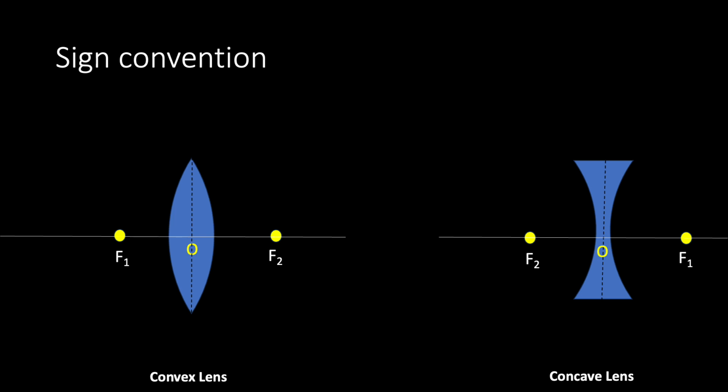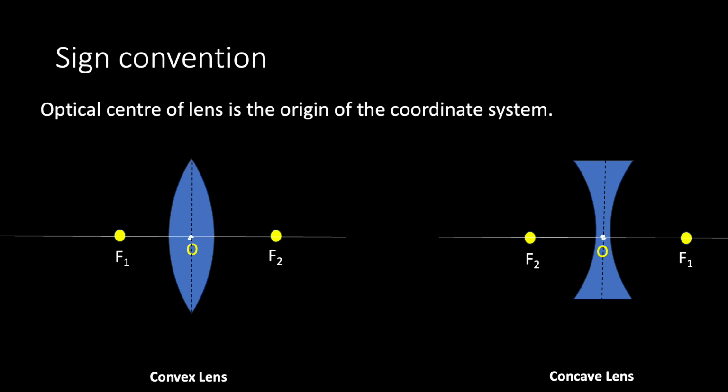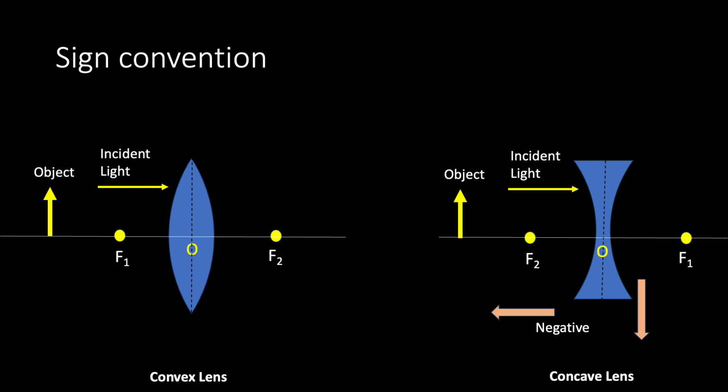The central point of our lens is known as the optical center. It acts as the origin. So this is our 0, 0 point. The convex as well as the concave lens. Optical center of the lens is the origin of the coordinate system. An object will be placed on the left side of the lens.